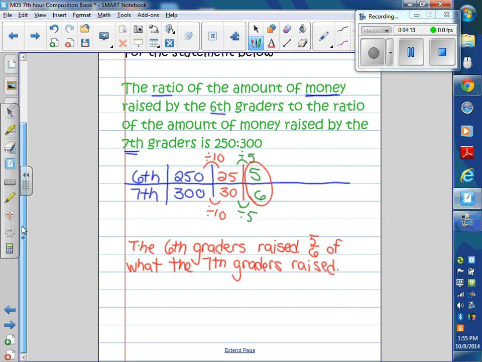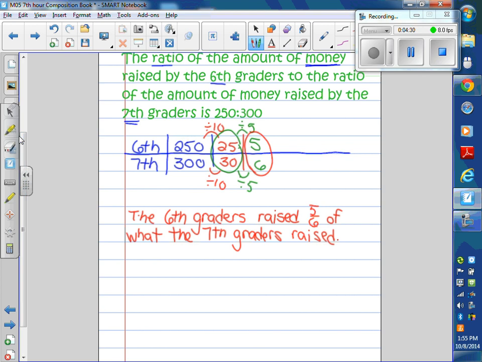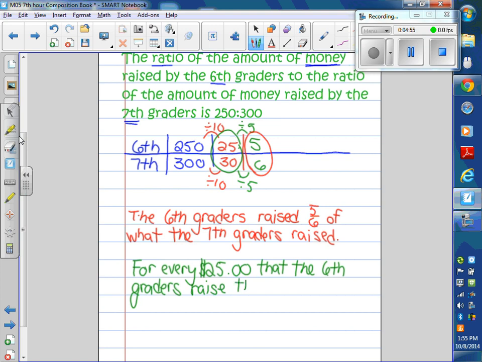I'm actually just going to do 3. I'll get you some more time. So another one I could do is, I could say, for every $25, so I put a dollar symbol now, because we're talking about money, that the 6th graders raised, the 7th graders are going to raise how much? Right. The 7th graders will raise $30.